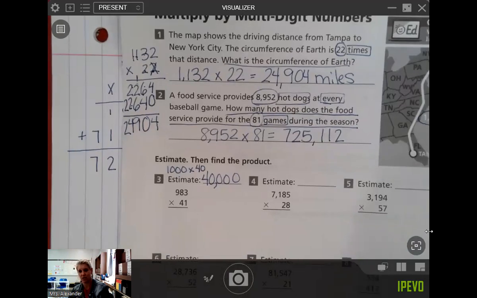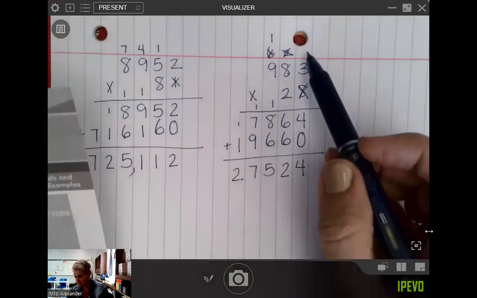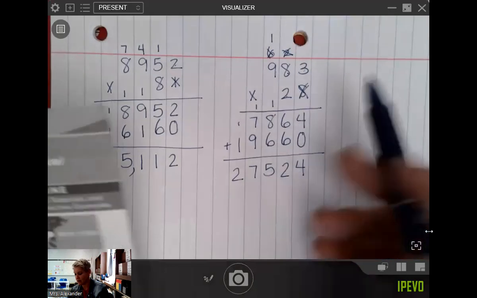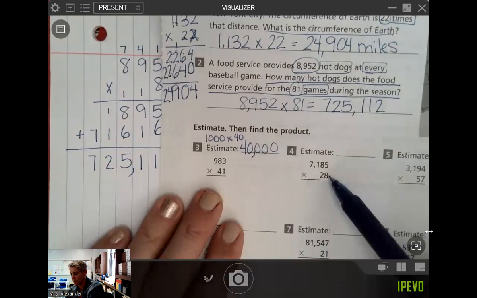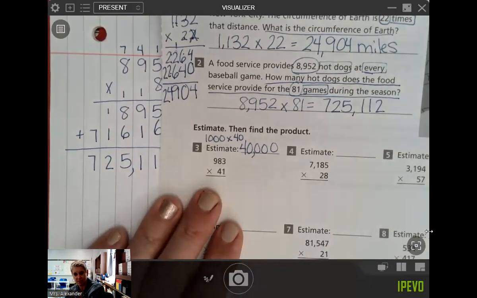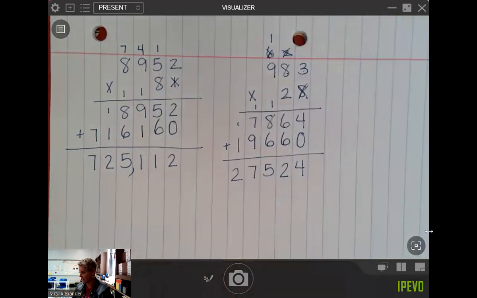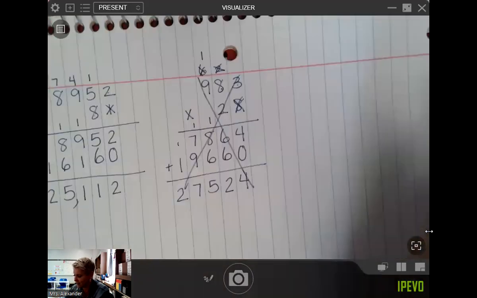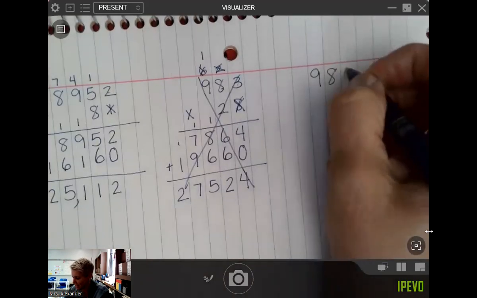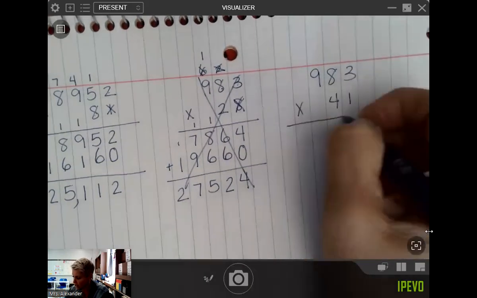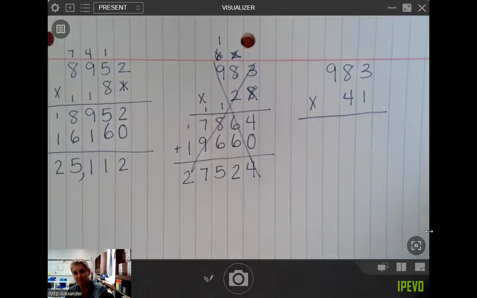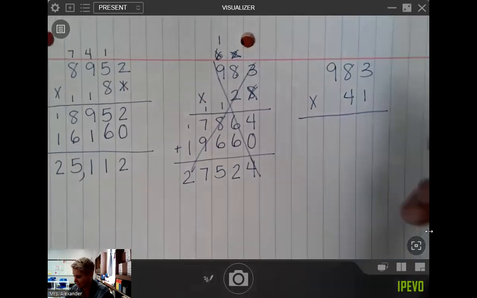27,524. All that work. I did 983. And look what I did. Instead of writing it the correct way, times 41, I jumped over here and did times 28. Oh, who's calling me out on that? I'm wondering. 983, I'm going to start this one again, times 41. I guess I'll know who watched the video. Make sure you let me know if you saw that mistake.